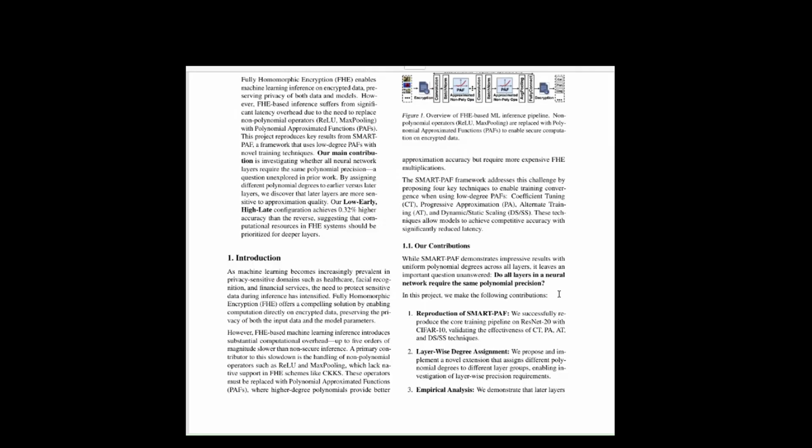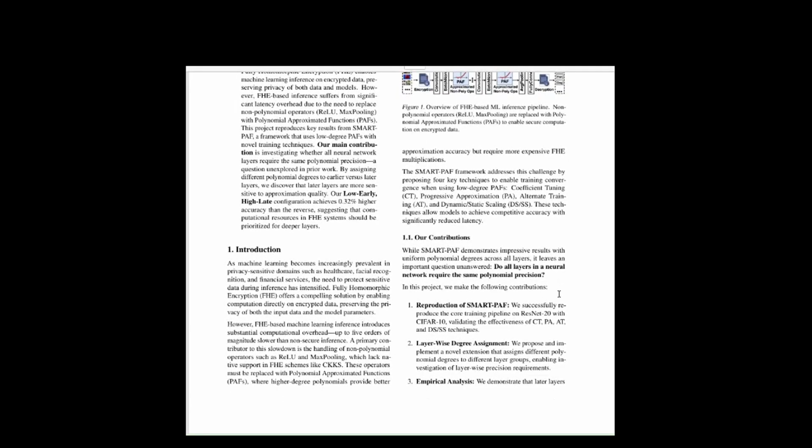FHE inference can be up to 5 orders of magnitude slower than standard inference. Why is it so slow? Because popular FHE schemes such as CKKS only support addition and multiplication, and they do not support non-polynomial operators like ReLU. To make a standard neural network work in FHE, we must replace every ReLU with a polynomial approximation. This creates a trade-off. Higher degree polynomials give us better accuracy, but they require more expensive multiplications, which drastically slows down the system.